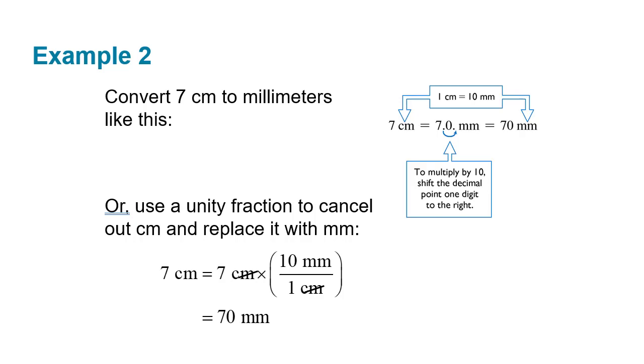Converting 7 centimeters to millimeters, well, remember, millimeters are 1/1000th, centimeters 1/100th, so that means you've got 10 millimeters in a centimeter. So when you go from centimeters to millimeters, it's getting 10 times bigger. You're moving the decimal over to the right by 1, and you go from 7 to 70.